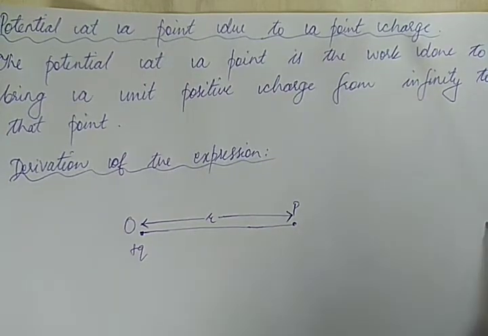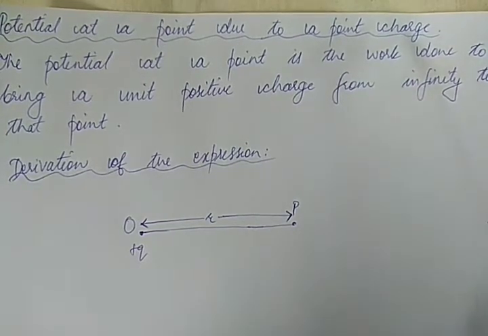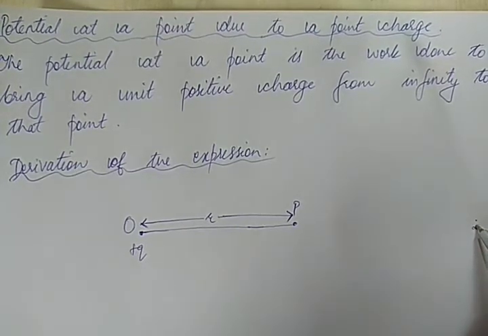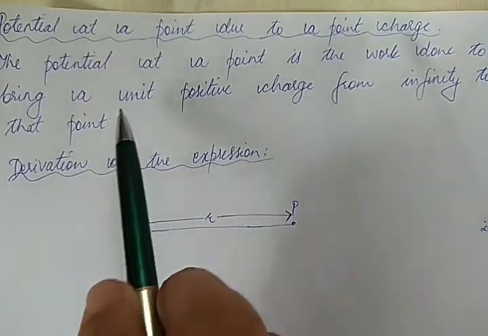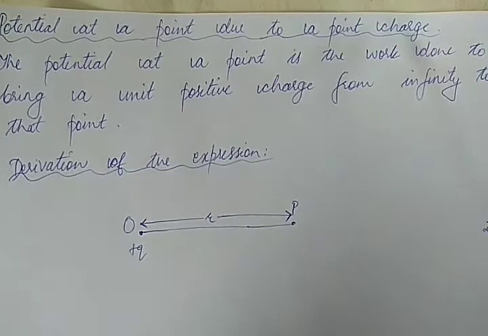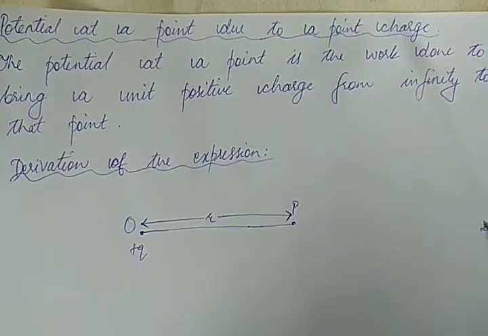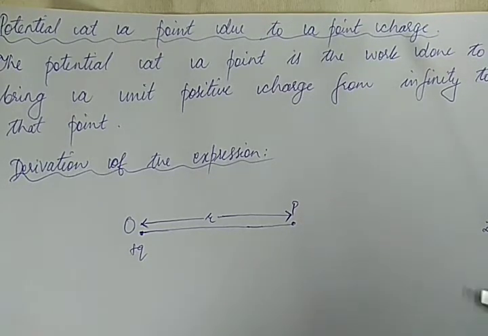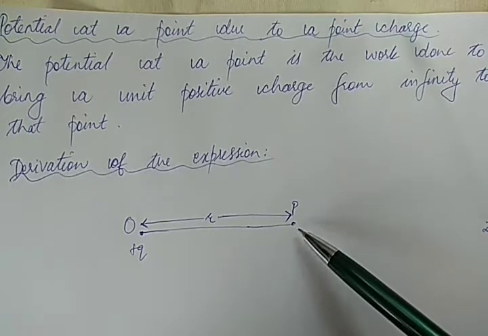So say the small point over here is, for example, the point at infinity. And we have a unit positive charge, that is plus 1 charge. So we have plus 1 charge at infinity here. And the amount of work that we have to do to bring the plus 1 charge, the unit positive charge, from infinity to this particular point P is the potential at this particular point.